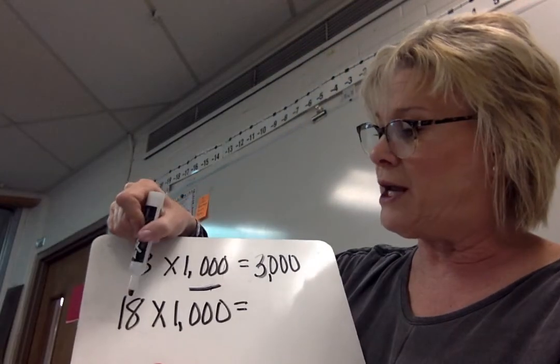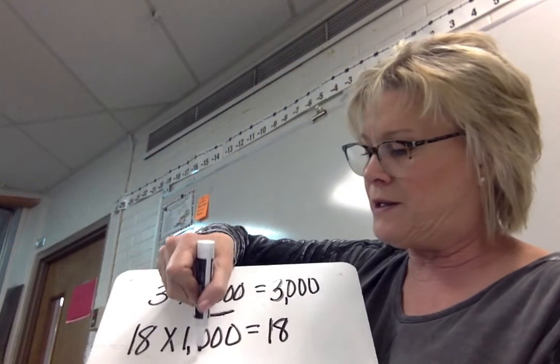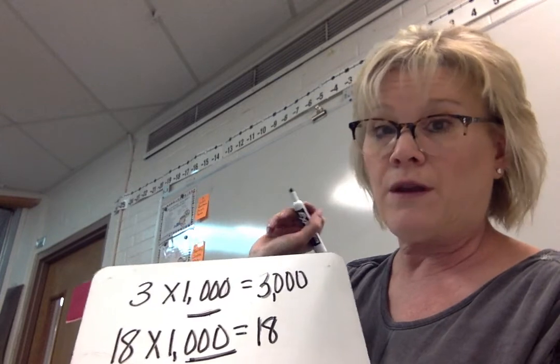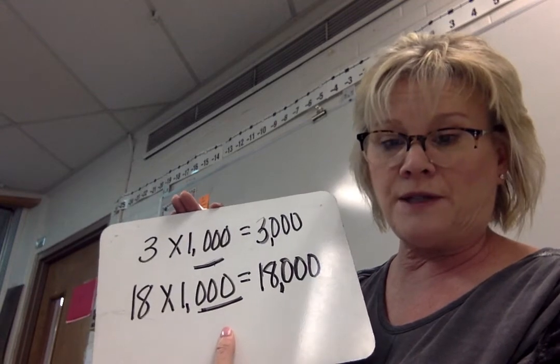Let's try another. 18 times 1,000. Well, we know 18 times 1 is 18. And how many zeros am I going to add? 3. So our answer is 18,000.